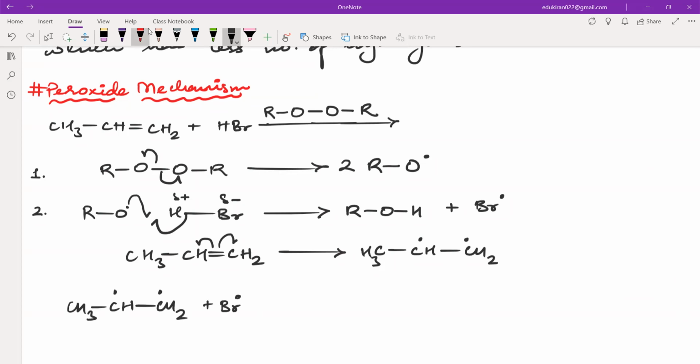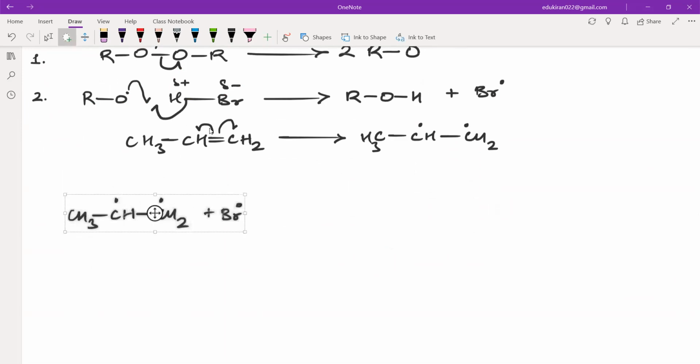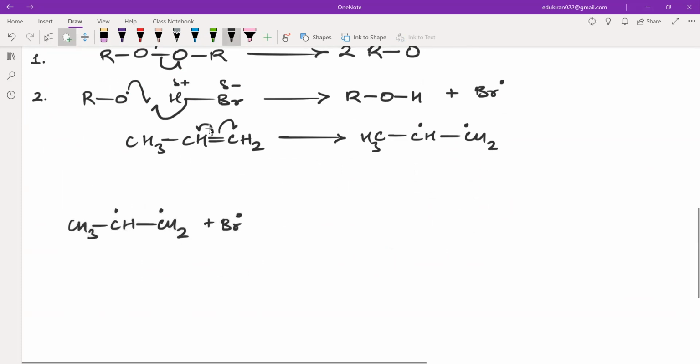Now here also we are going to get two different products. You have got an option. Please don't write now. If you're writing, please don't write now. Just listen right now. You will get the PDF, so you can make the notes. Now, this Br can be attached on the first carbon or the second carbon also, right?